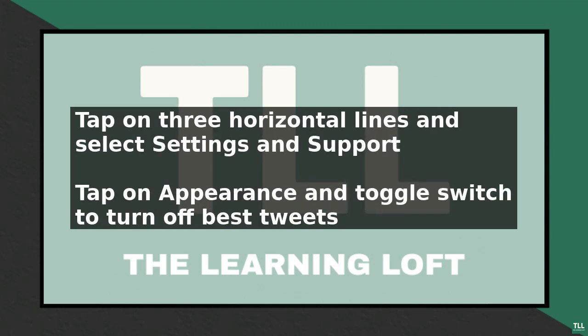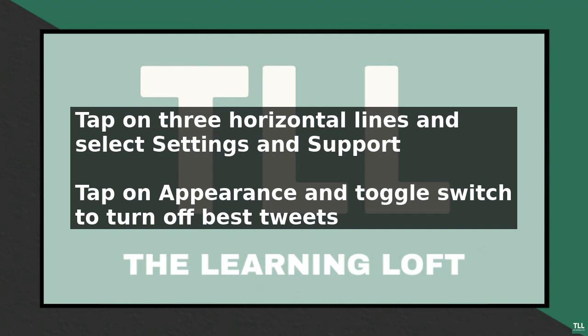Alternatively, you can also swipe right from the home screen and tap on the list icon. Then select Timeline. By following these steps, you can easily view your Twitter timeline in chronological order, allowing you to see the most recent tweets from the accounts you follow without any algorithmic interference.